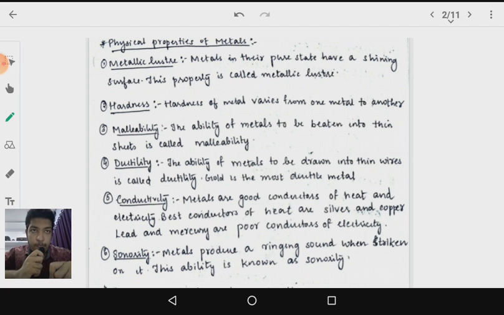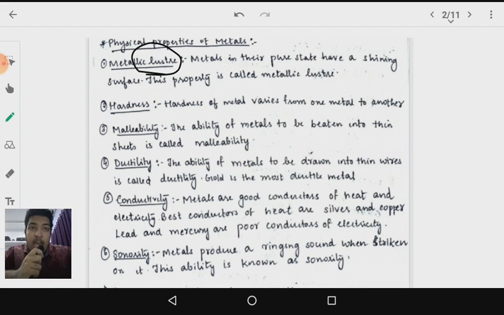The first property of metals is that they have a luster. So what is the meaning of metallic luster? Metallic luster is the ability of metals to shine when some light falls on them. So metals in their pure state have a shining surface, and this is known as metallic luster.